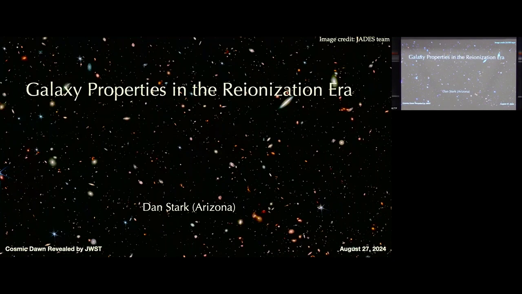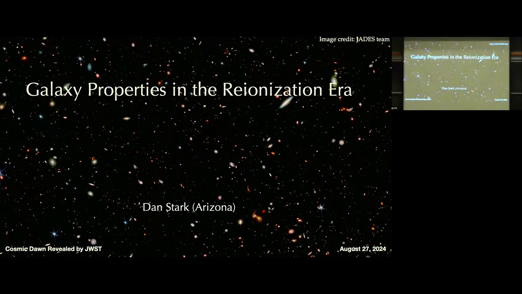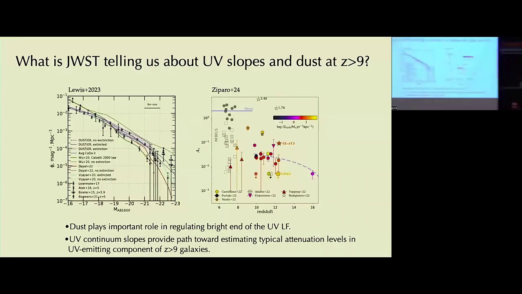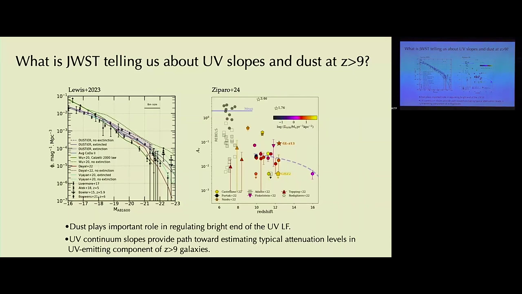So as Rafaela said, I've been tasked with discussing a little bit about what we've been learning about the properties of early star-forming galaxies with JWST. I want to get started with what JWST is telling us about UV slopes and dust at very high redshift, building a little bit on what we heard in Kevin Hainline's talk yesterday.